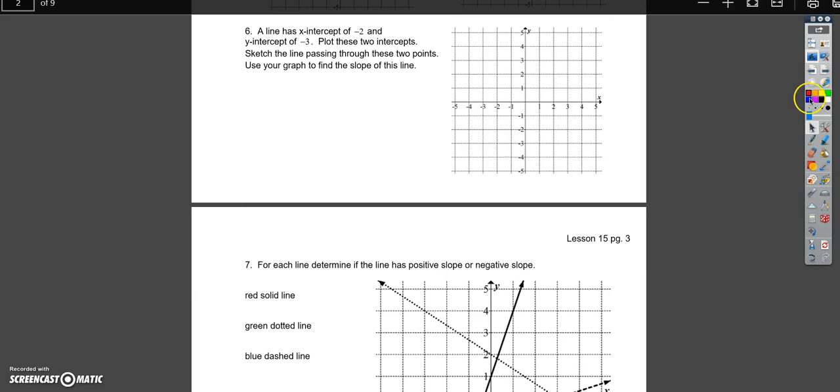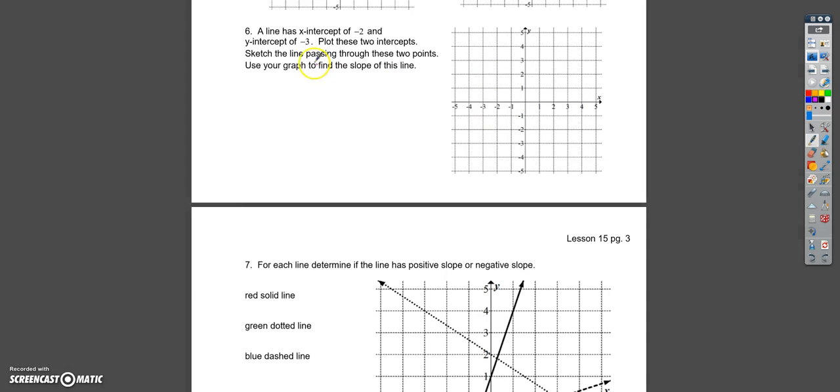So this one is asking us to graph a line that has an x-intercept of -2. That means we know that it's going to cross right here. And the y-intercept of -3. We know it's going to cross right here. Plot these two intercepts, sketch the line through these 2 points, use your graph to find the slope. So here's our line.